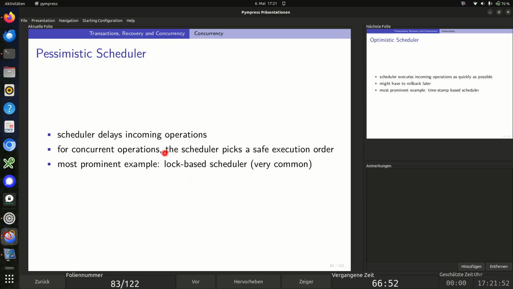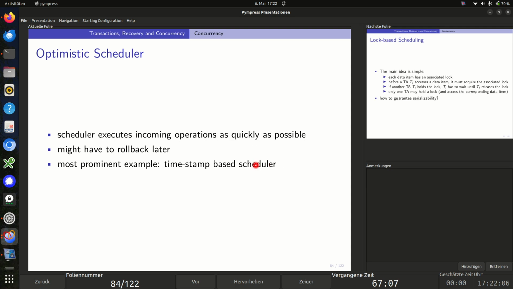As I said, pessimistic always means locking. And the other idea is optimistic, which means I can do it immediately, but this might incur a rollback afterwards. One idea would be using timestamps, and another idea would be comparing read and write sets. But this is for next week.